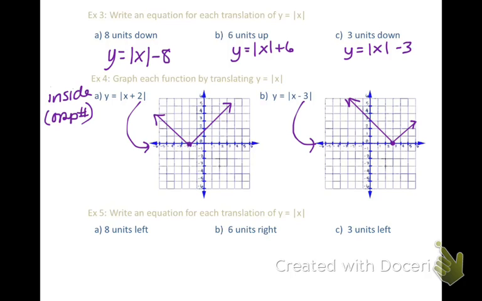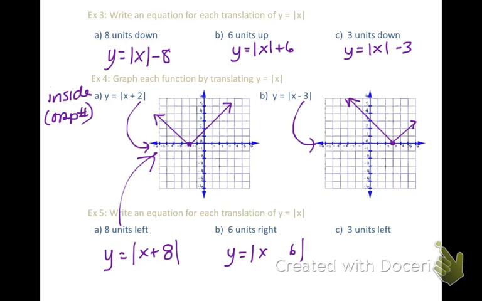Okay, it says write an equation for each translation of y equals absolute value of x. Since it's left and right this time, it's the same idea as up on example 4. It's going to be inside, so it's 8 to the left. The left side is your negative side. Remember, we're doing opposites on this one, so the opposite of a negative is a positive. So y equals absolute value of x plus 8.